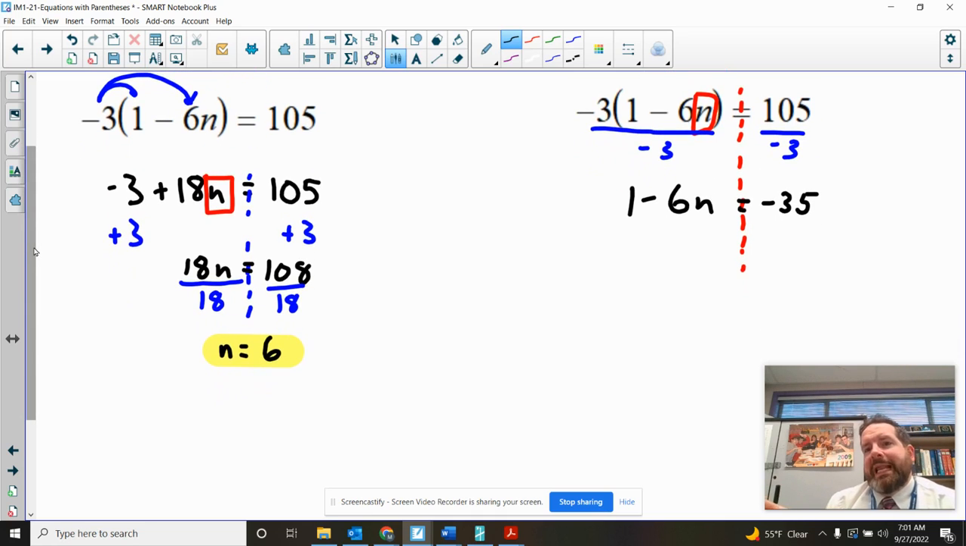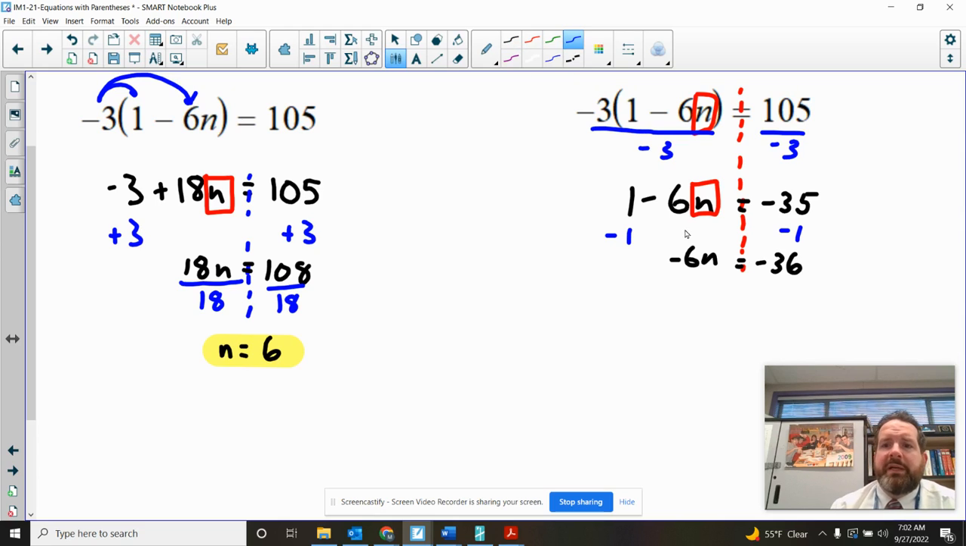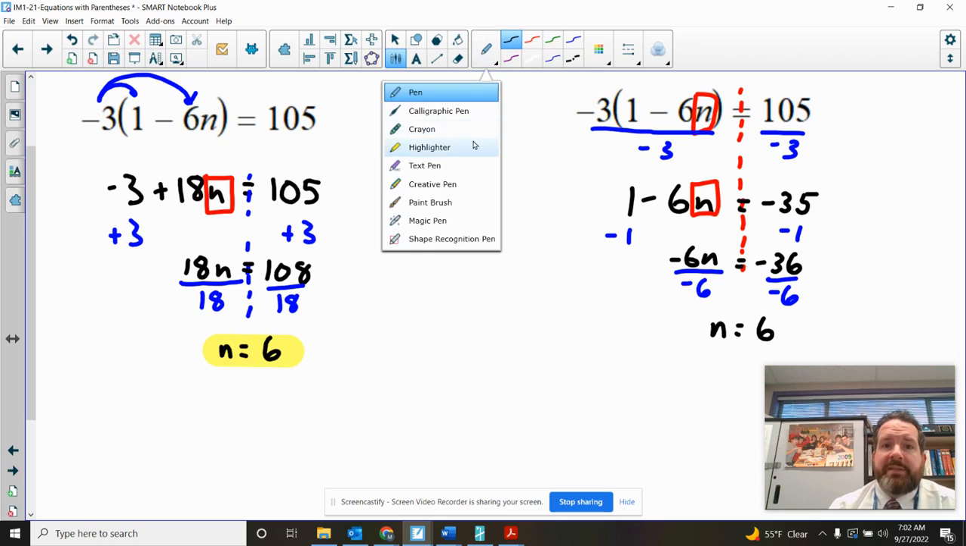So one reason that I like this is it tends to keep the numbers smaller. So 1, 6, and 35 compared to 18s and 105s. From here, it's just like the others. I still want to get n by itself. Let's do a subtraction of that 1. That leaves you with -6n. 1 minus 1 has already gone to 0. And over here, -35 minus 1, -36. To finish, divide, divide, and we have n equals +6, which we've already checked.